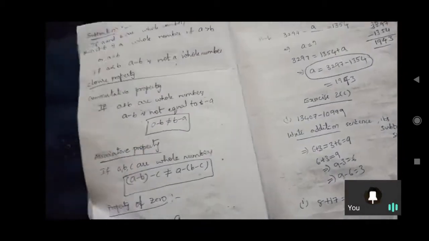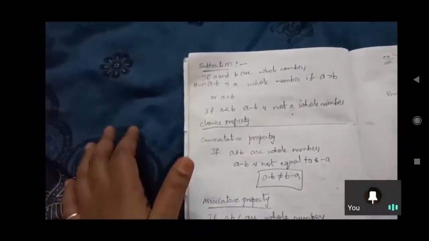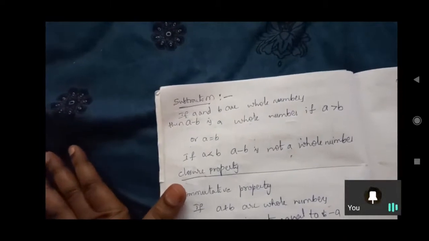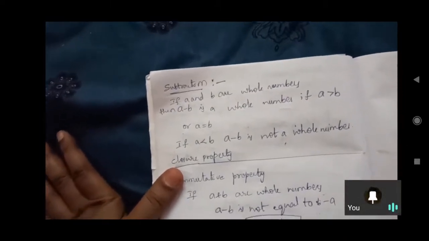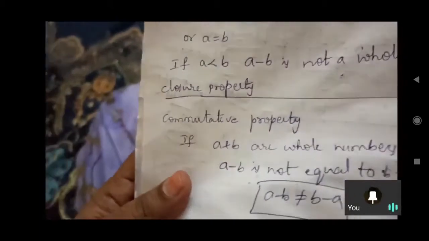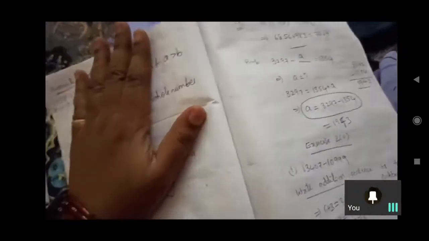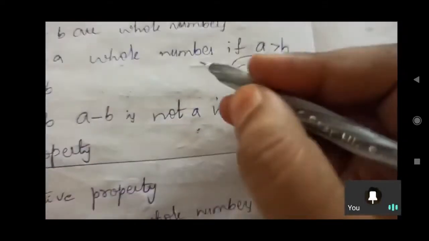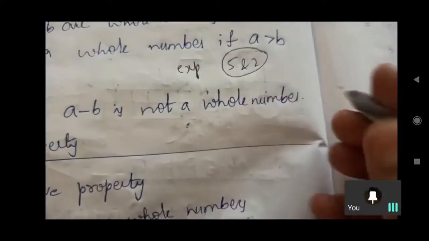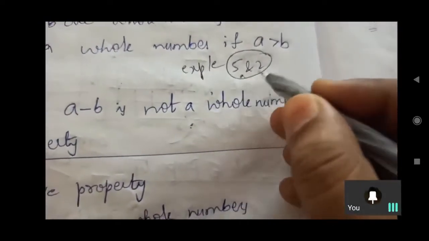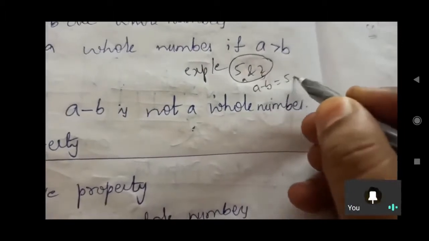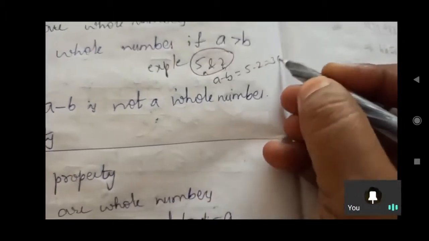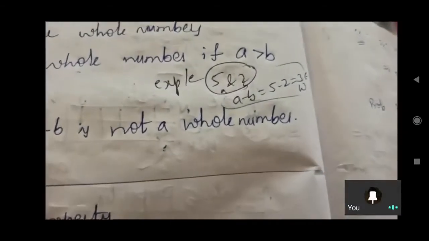Next we have to consider subtraction. On subtraction, if A and B are whole numbers, then is A minus B a whole number or not? Here there are three cases. For example, I am considering 5 and 2. Here I am taking A, B. A minus B is equal to how much? 5 minus 2 is equal to 3, which belongs to the whole number set.